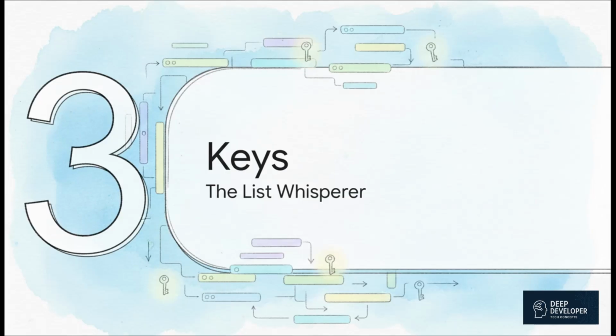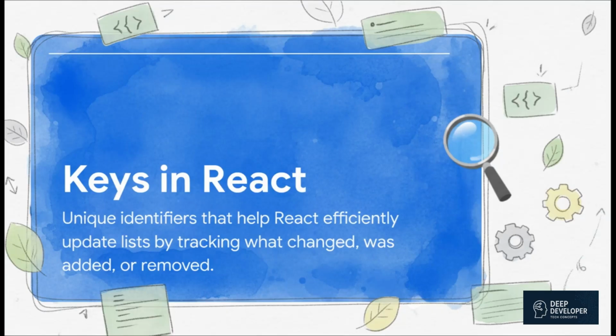Okay, let's talk about our final core concept. This one is huge for performance, but it's something a lot of people get wrong. I'm talking about keys. Whenever you're rendering a list of items, keys are like React's secret weapon for making sure everything updates super fast. So what is a key? Well, it's pretty simple, really. It's just a special, unique ID that you give to every single item in a list.